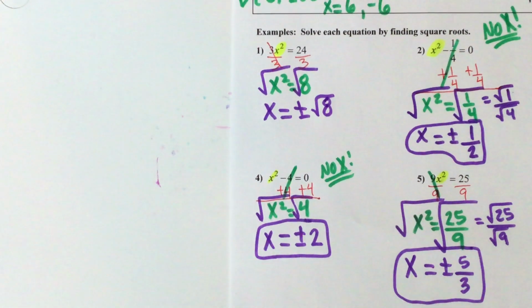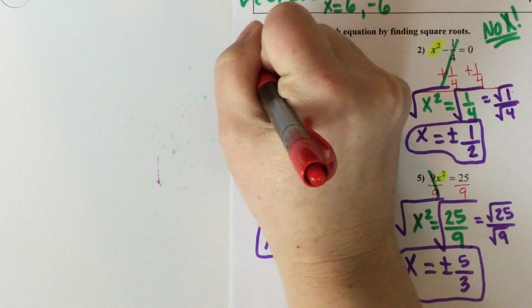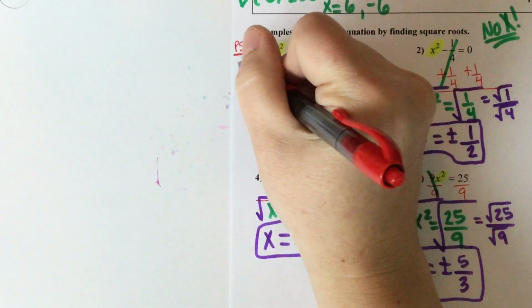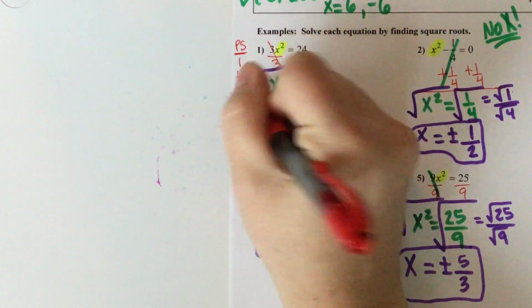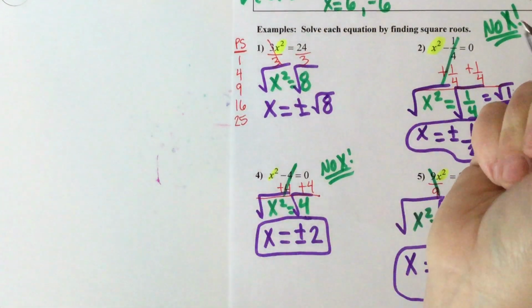So this is the part you may not remember. So I know we've talked about our perfect squares before when we were factoring a difference of squares. So we've got 1 times 1 is 1. 2 times 2 is 4. 3 times 3 is 9. 4 times 4 is 16. 5 times 5 is 25, etc.